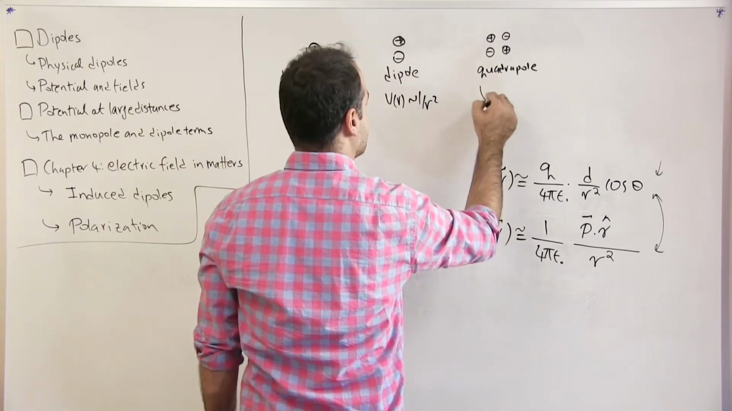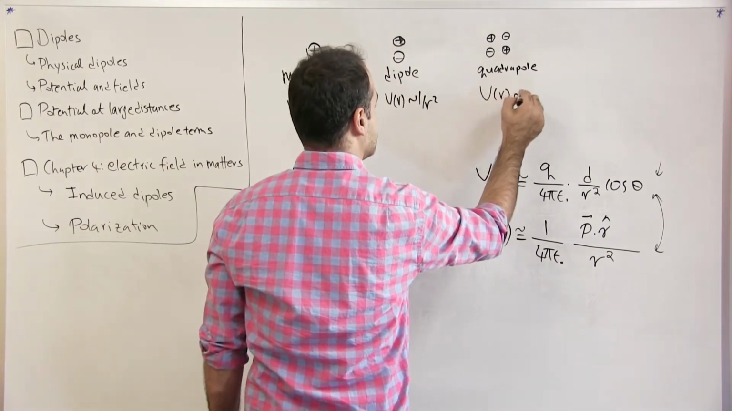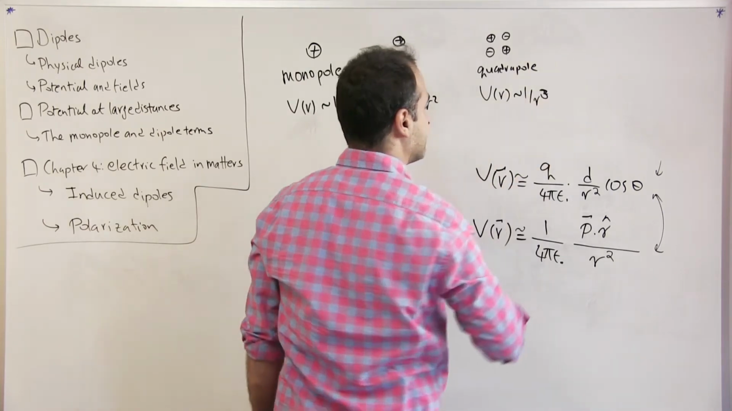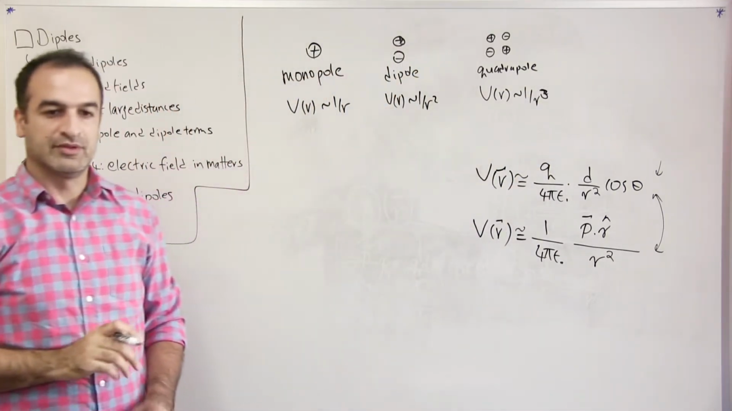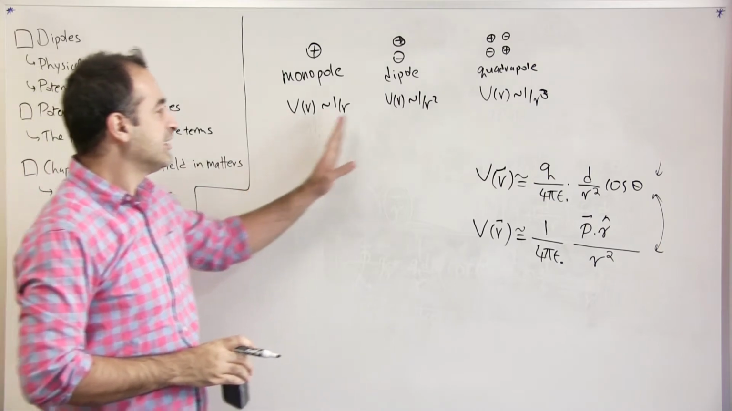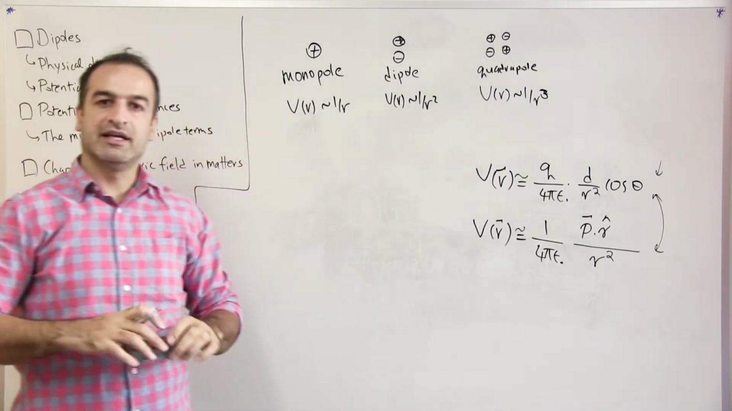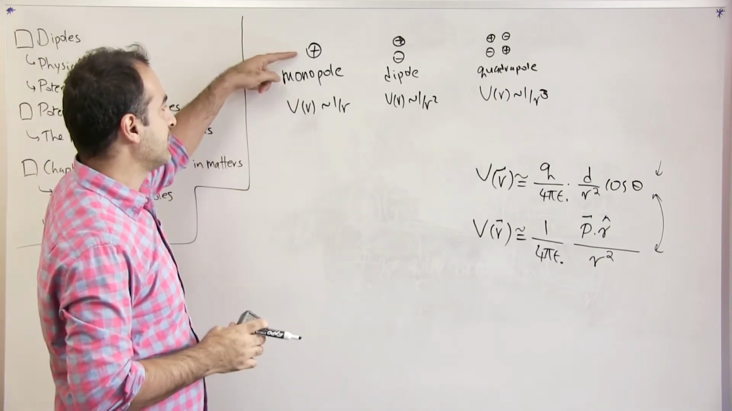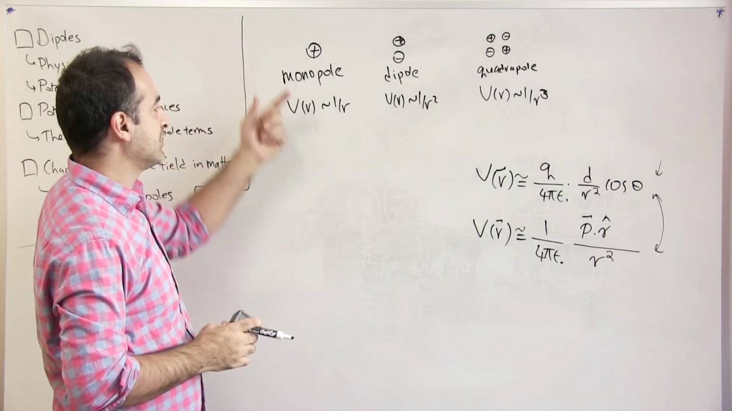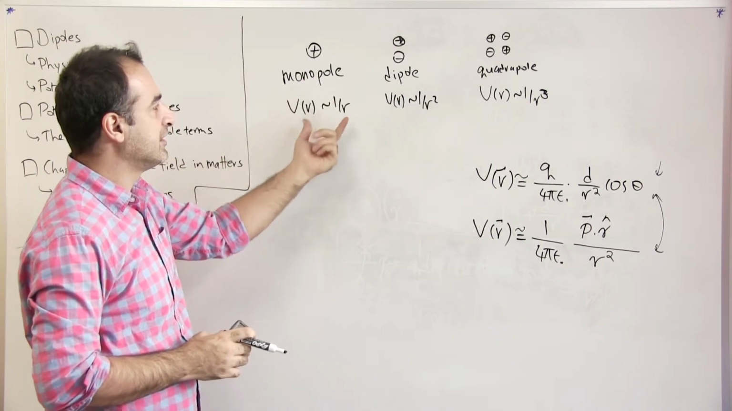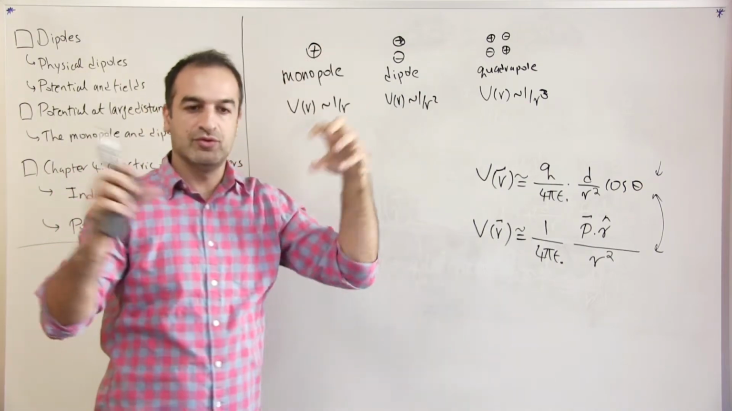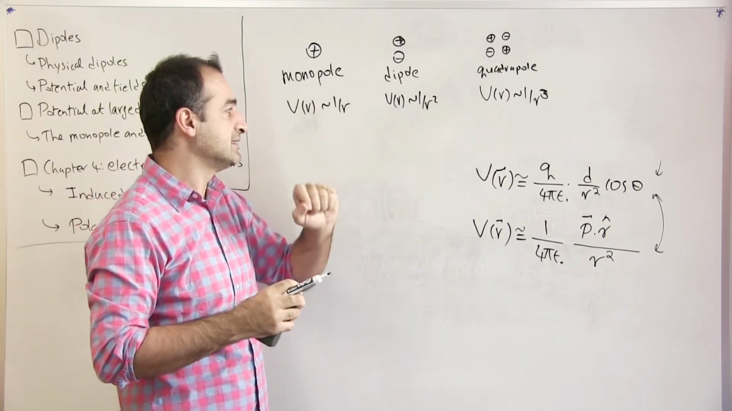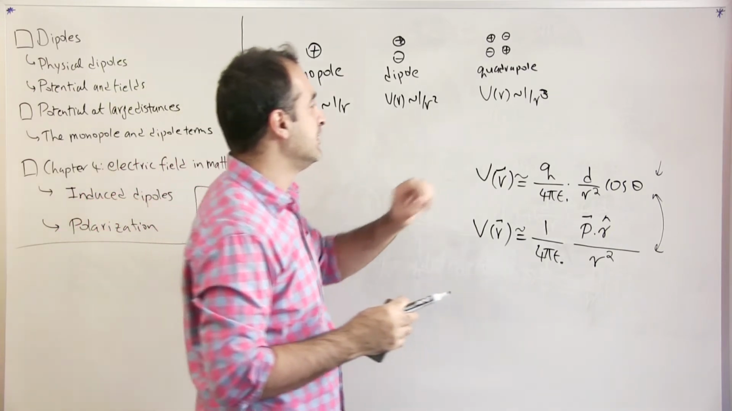Okay, the potential of these decays as a function of 1 over R cubed. These are higher order terms that you can create with positive and negative charges. The first one is the monopole. You either have positive or negative charge, and the potential decays as 1 over R. Dipole means you have two opposite charges put very close to each other. Potential decays as 1 over R squared.